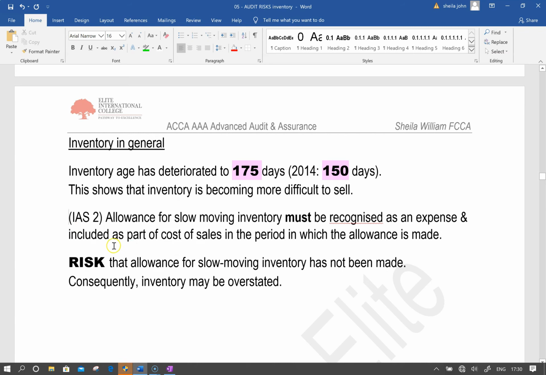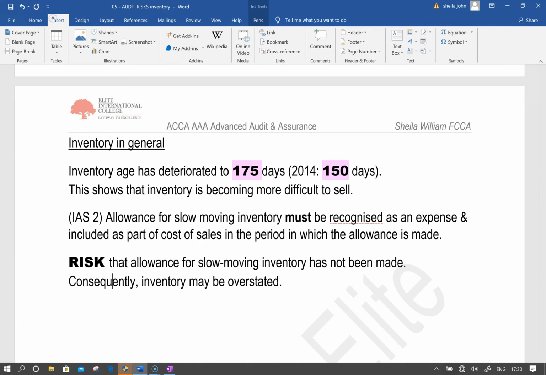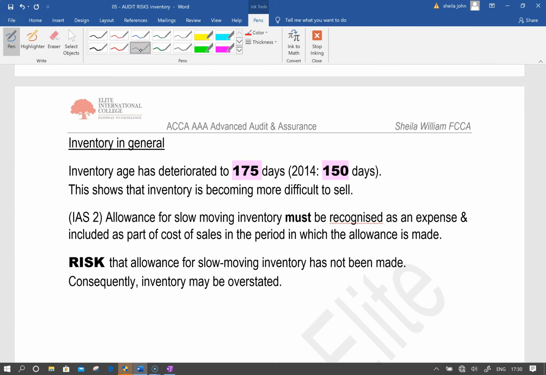Allowance for slow-moving inventory must be recognized as an expense. So when you're putting down the accounting treatment, it's a good idea to use these kinds of words like "must be". It tells you the actual accounting treatment. You don't have to put the reference down here. We're saying that it's included as part of cost of sales and it will be treated as an expense.